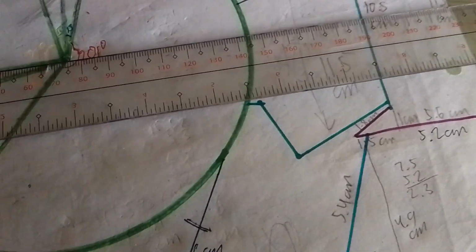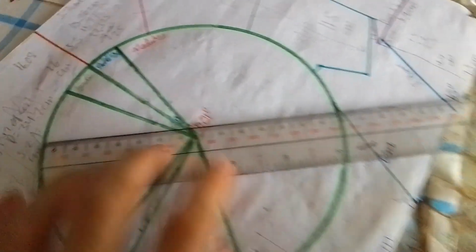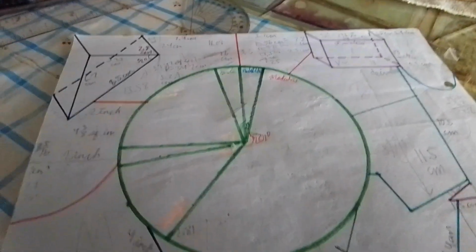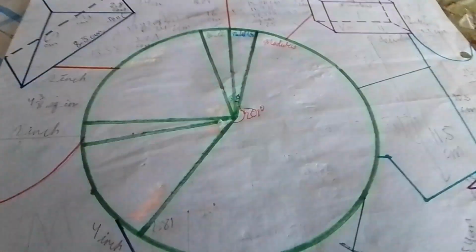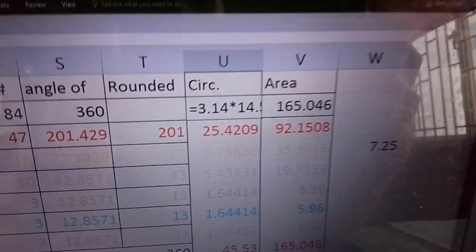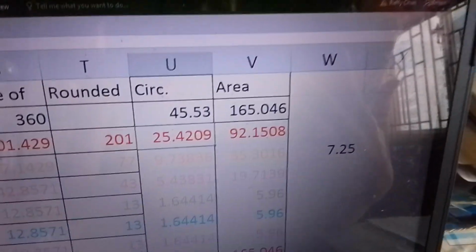When I measure the diameter using my ruler, it's 14.5. If I try another diameter somewhere here, still 14.5. What about here? Yes, that's the diameter. The diameter is 14.5. Now, to solve for the circumference of the circle, it's pi times 14.5, which is what I've done here. Ang ginawa ko dito, 3.14 times 14.5 to give me 45.53 centimeters.